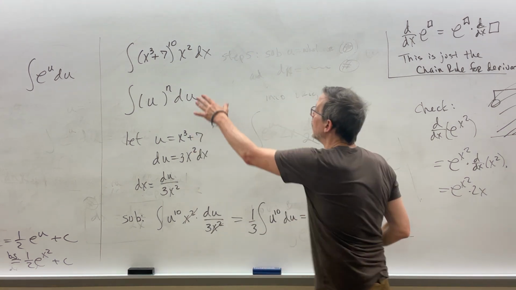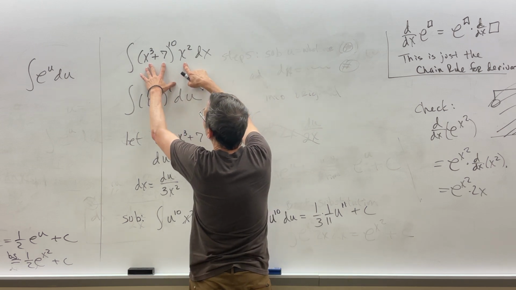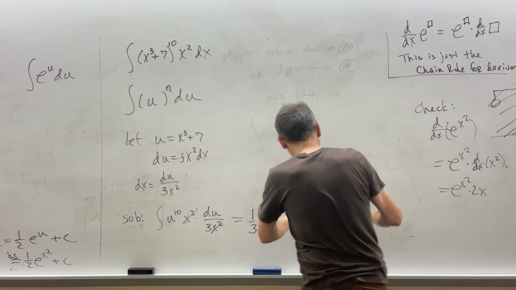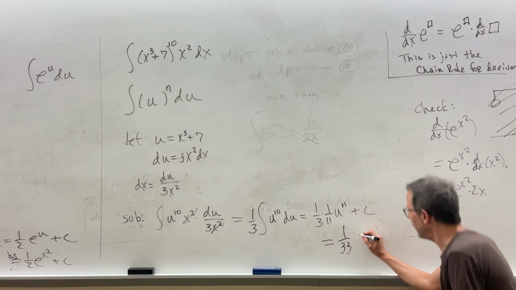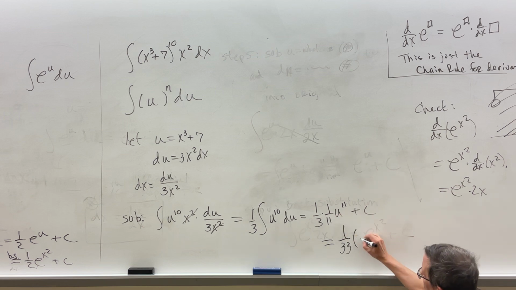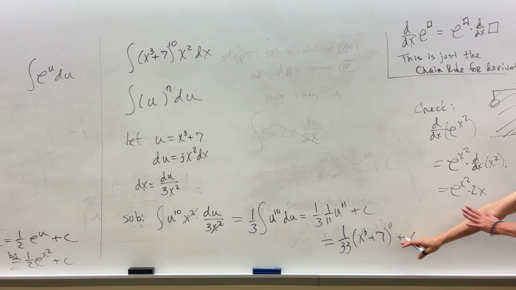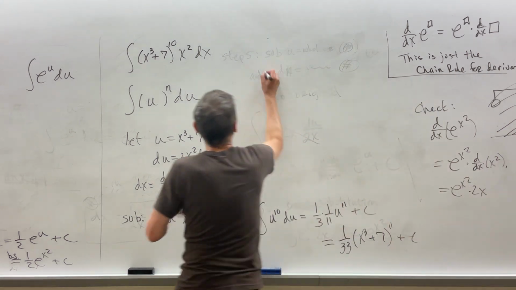Let's look at this original problem. This is part of the derivative of something bigger. So let me finish this up and then I'll show you. I think this might help. So this is 1/33 u, where u is x cubed plus 7 to the 11th, plus c. So let's take the derivative of that thing. So here's our check.